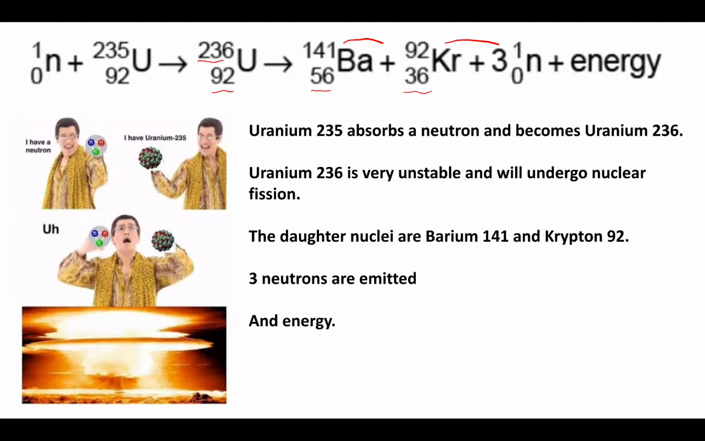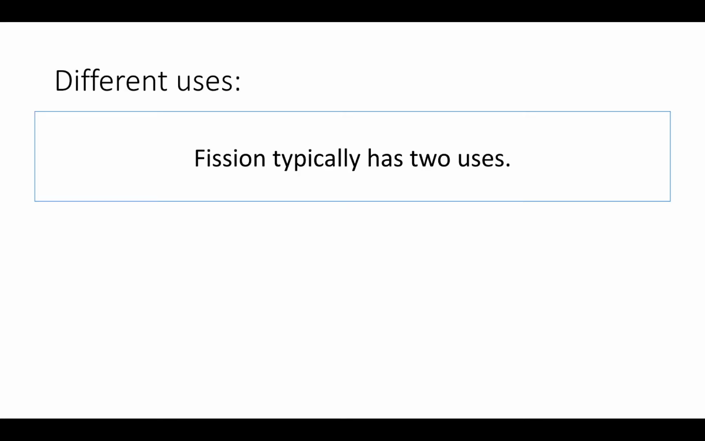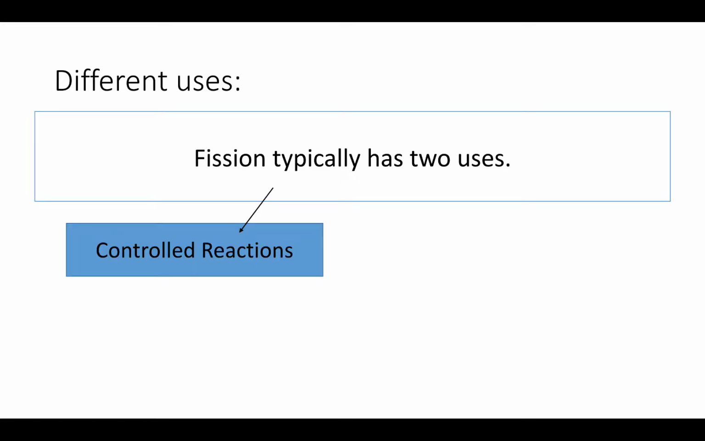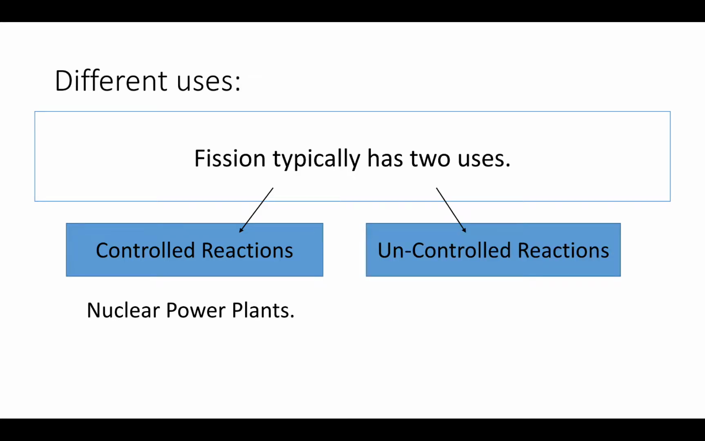Okay, so make sure you've got all that down and that's understood. Let's move on. So, different uses. Fission typically has two uses. You get controlled reactions, which is nuclear power stations, and uncontrolled reactions, which is nuclear weapons.